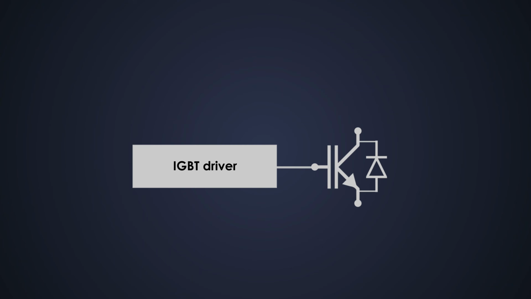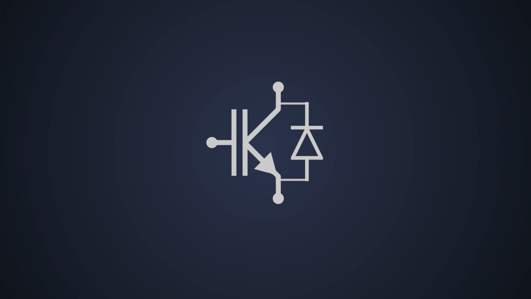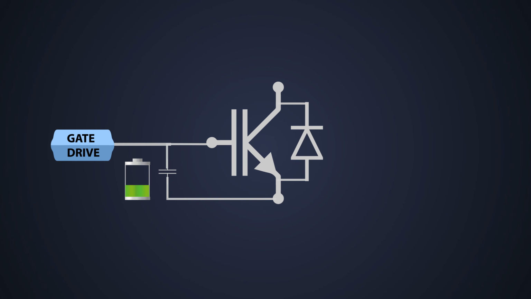An IGBT driver circuit is used to control the switching of an IGBT. The driver circuit provides the necessary gate current and gate to emitter voltage to turn on and off the IGBT. As you know, the IGBT is a voltage controlled device, which means the current flowing through the collector to emitter depends on the magnitude of voltage provided at the gate of the IGBT. And due to gate capacitance, a certain bunch of circuits are required to charge and discharge the input capacitor, which switches the IGBT.